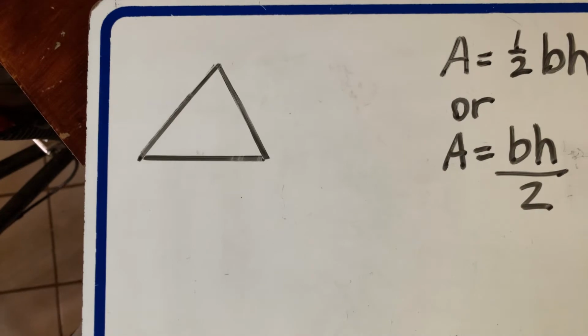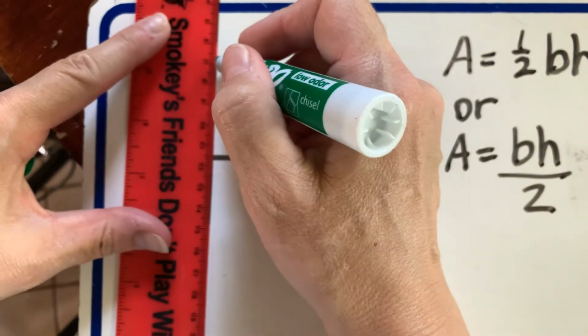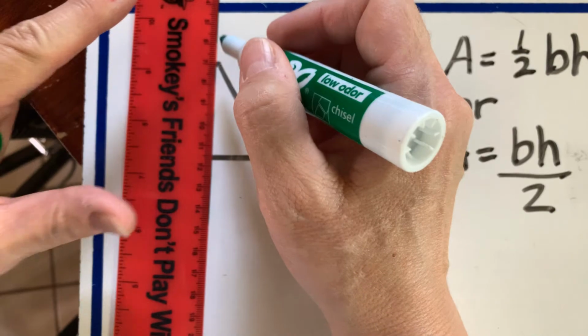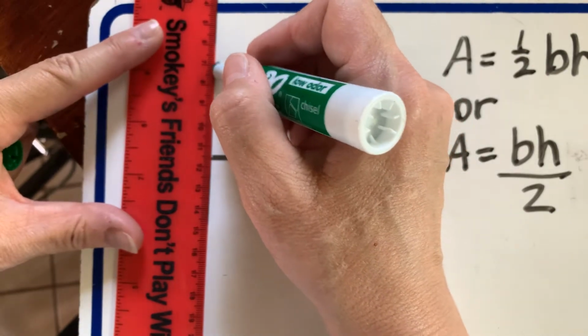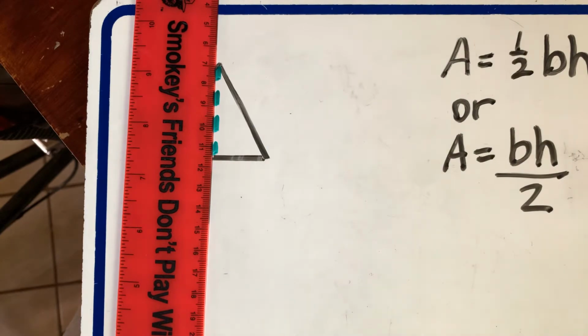The first thing we're going to do is we need to understand that the base of a triangle is the side that we consider the base, which is always perpendicular to the height. I'm sorry, I said that wrong. The height is always perpendicular to the base. Ooh, okay, glad I caught that.